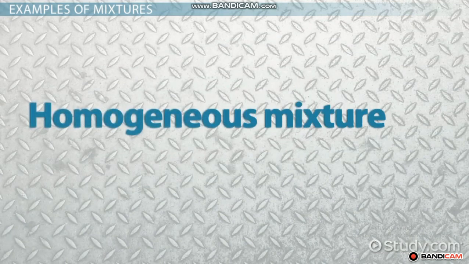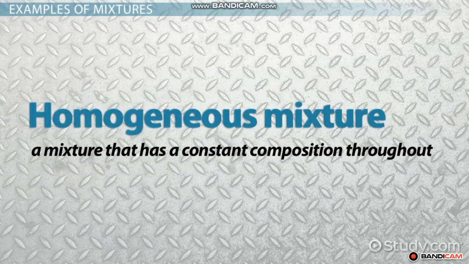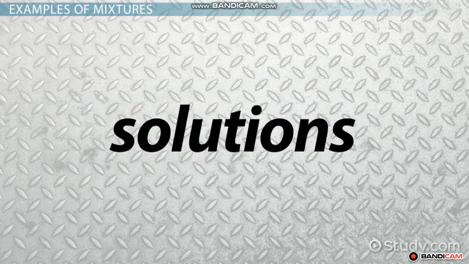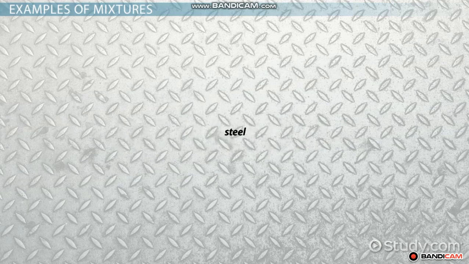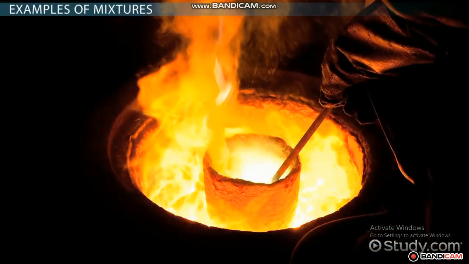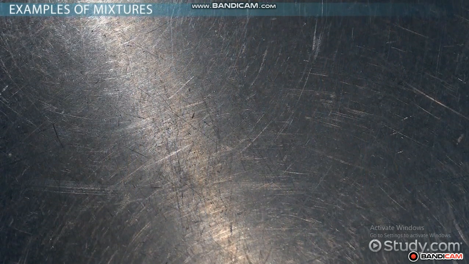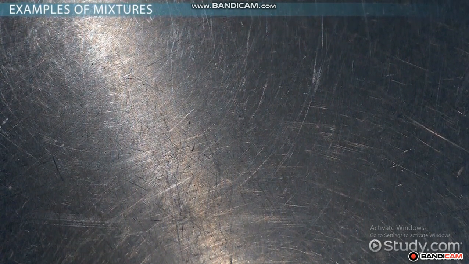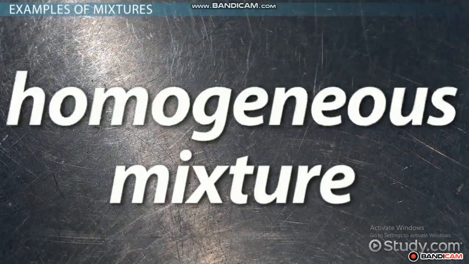A homogeneous mixture is a mixture that has a constant composition throughout. Homogeneous mixtures are also referred to as solutions. A classic example of a homogeneous mixture is the metal steel. It is a combination of iron and carbon. Steel has a uniform composition made of carbon and iron. This means that no matter whether you have 1 gram or 1 kilogram of steel, you will have a piece with constant composition. This makes steel a homogeneous mixture.